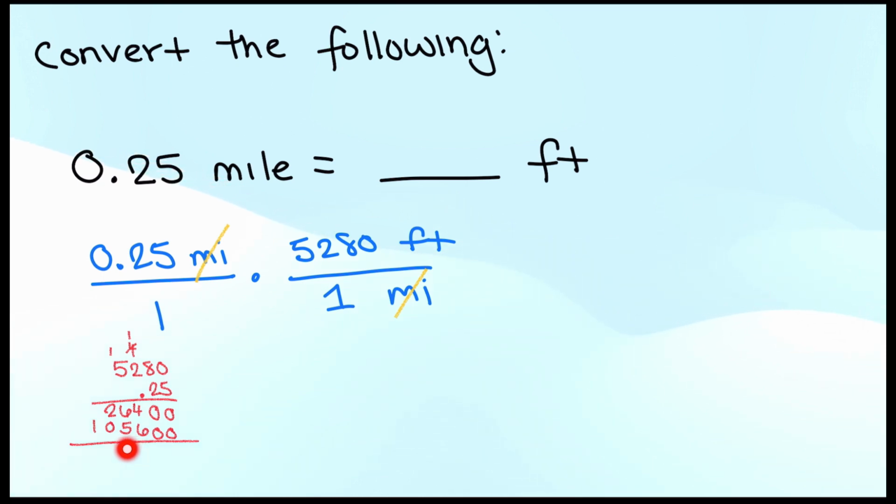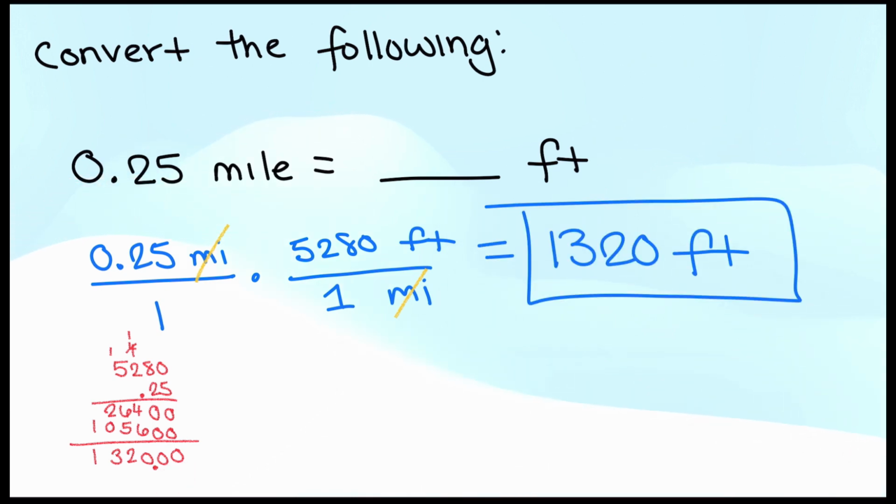2 times 2 is 4, plus 1 is 5. 2 times 5 is 10. Add 0, 0, 10, carry the 1. So that's 12, carry the 1, 3, and 1. The numbers I'm working with have 2 places after the decimal. So my product, my answer must have 2 places after the decimal. So this is 1,320 feet.